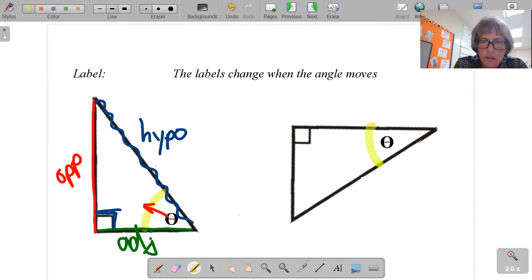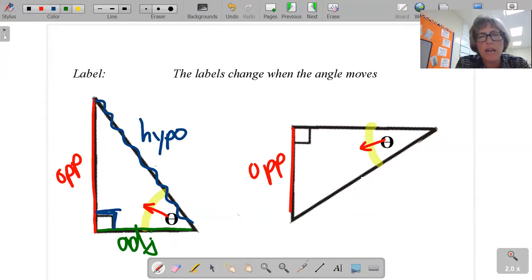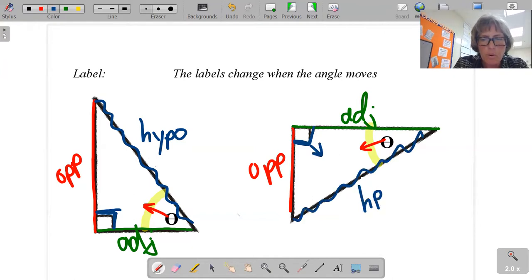Let's do another one. If this is your theta, across from the theta, that's your opposite. The side touching the theta, that's your adjacent. Adjacent means next to. The hypo is always opposite of the right angle. It's important that you can label opposite, adjacent, and hypo.